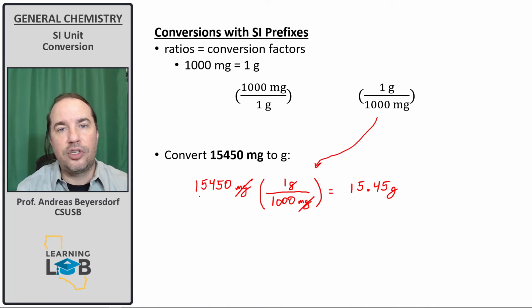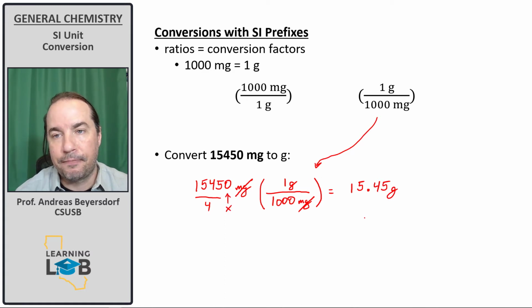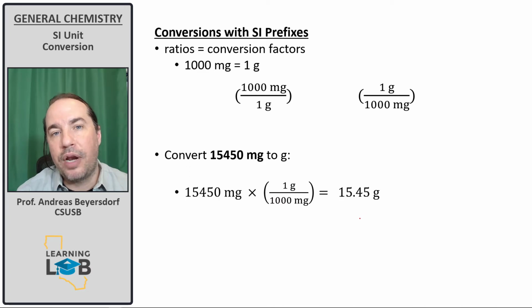And notice I started off with 4 sig figs. This zero is not significant, so that means I end up with 4 sig figs. Now, the key thing whenever we use these conversion factors is the units have to cancel out, right? Milligram here is on top, and here it's in the denominator on the bottom. And so milligrams over milligrams cancels out.